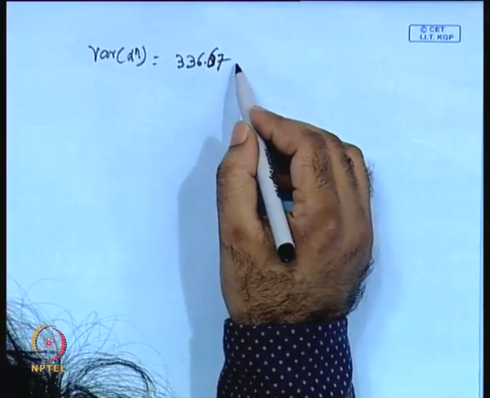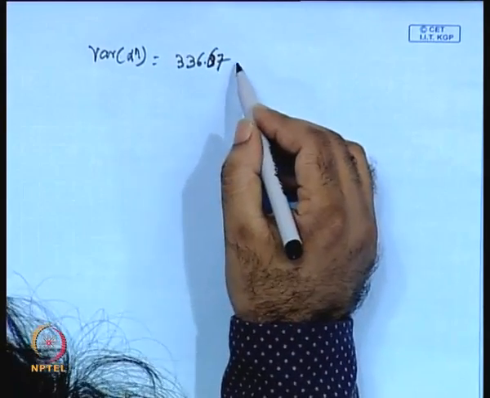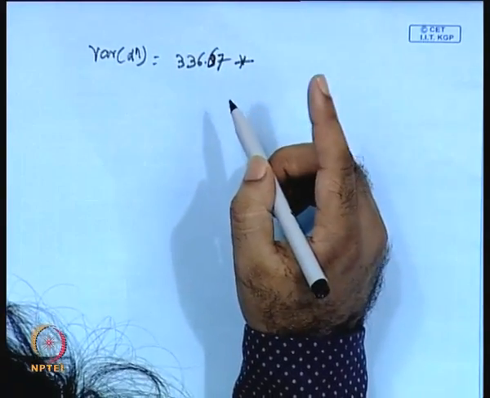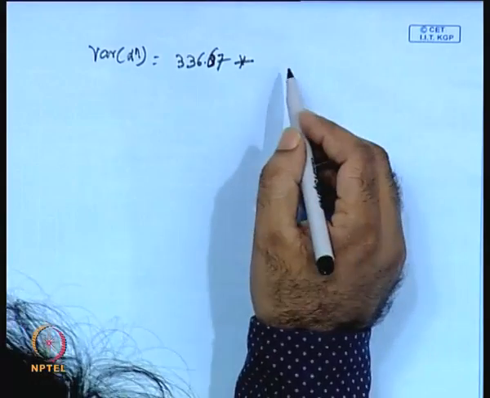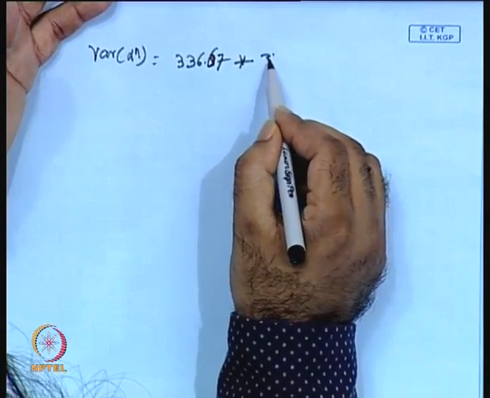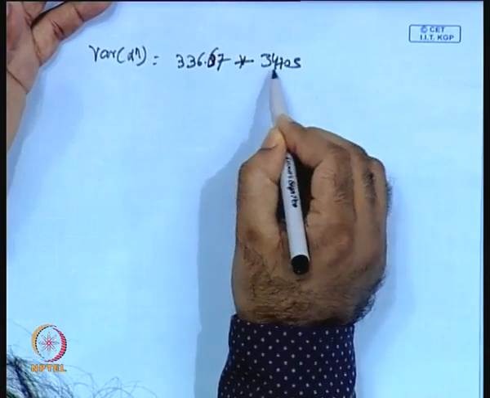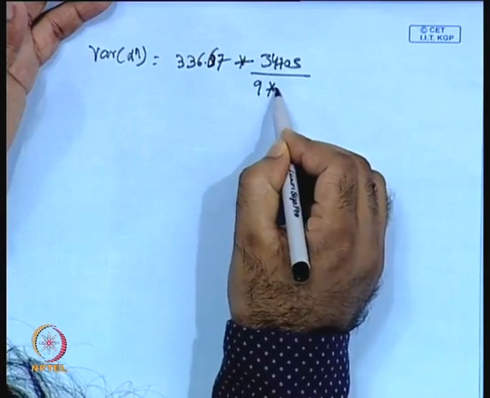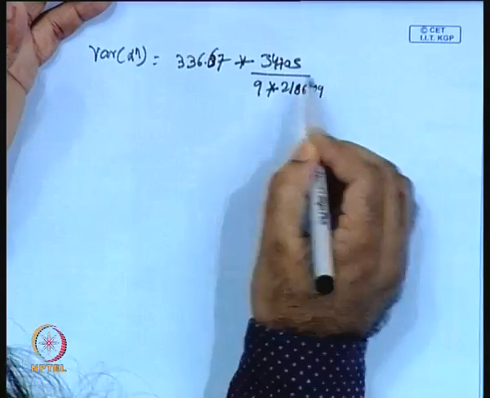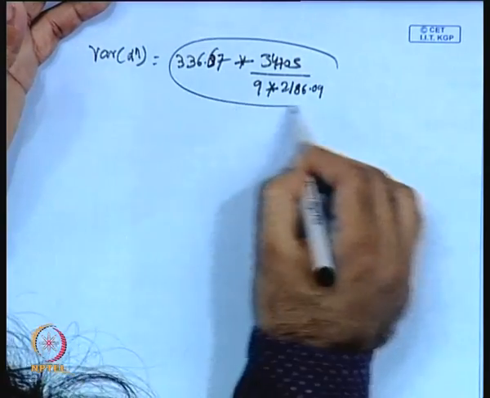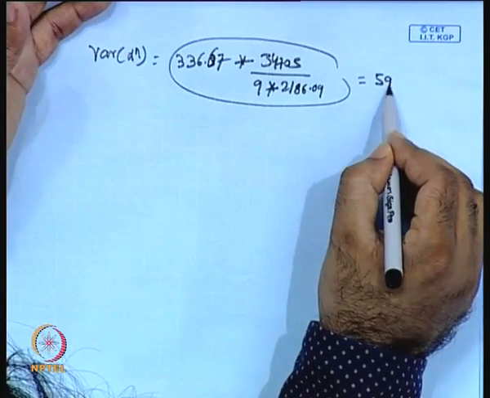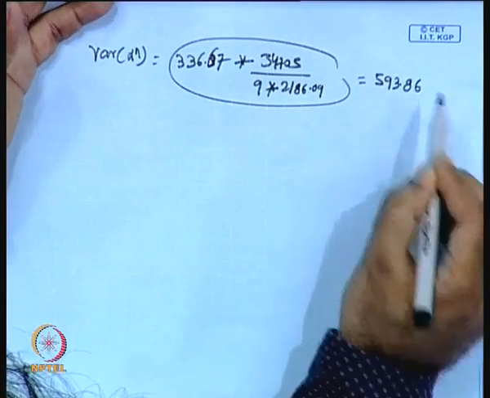So, that is summation e square by n minus 2, multiplied by summation capital X square by n times summation small x square. Summation capital X square value is 34705, divided by 9 into 2186.09. If we simplify this structure, ultimately you will get the number 593.86. So, this is the variance of alpha head.